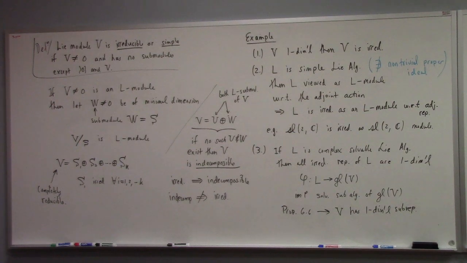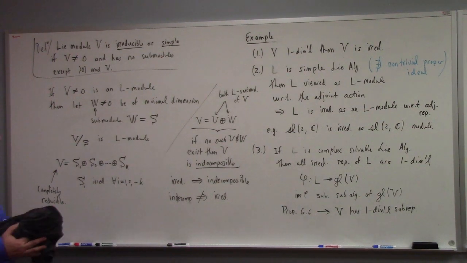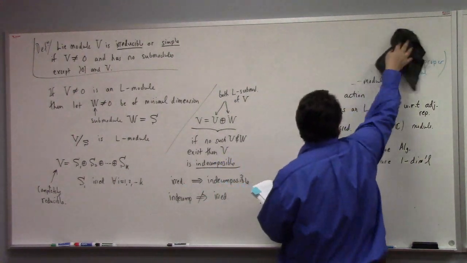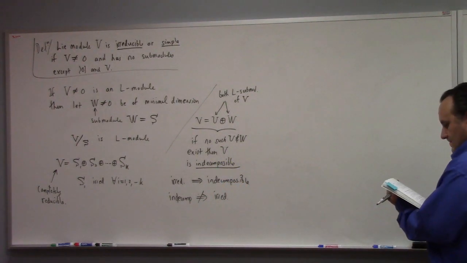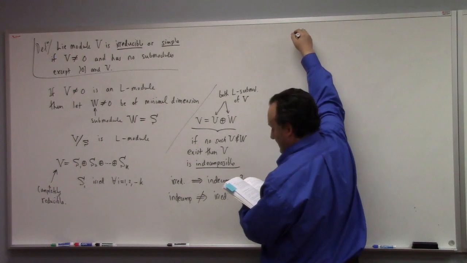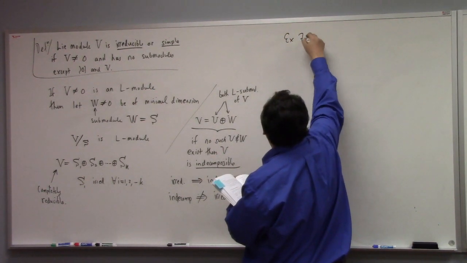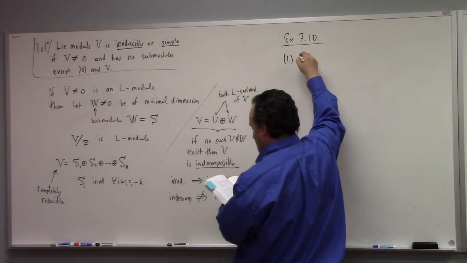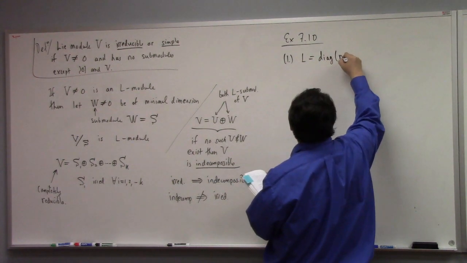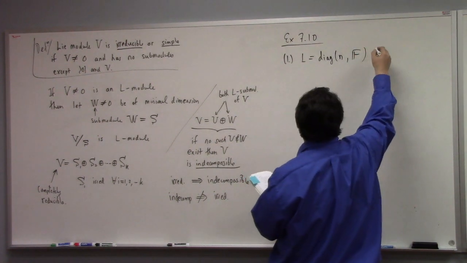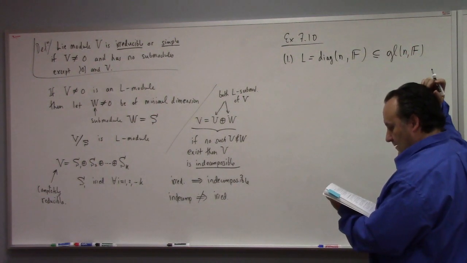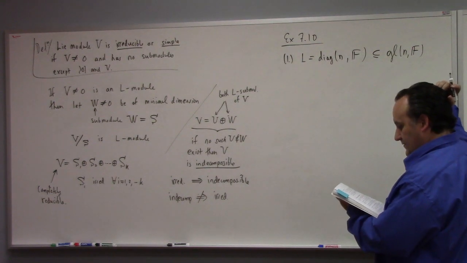So, example 1. If you have F a field, and you look at the algebra of diagonal matrices, L equal to the diagonal n by n matrices over the field. This is a subalgebra of gl(n,F). He says in this case, F^n is completely reducible.